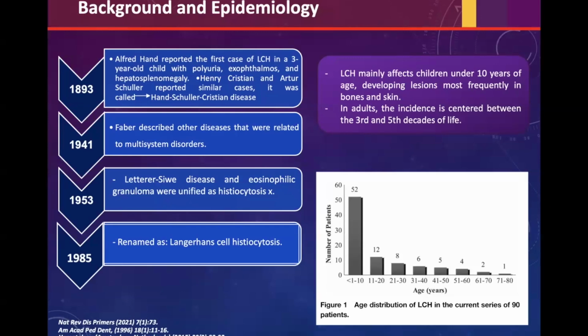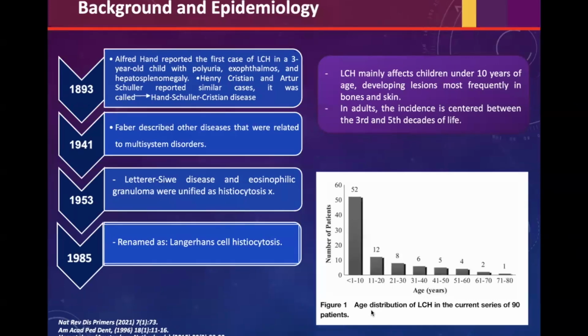In 1941, Farber described other diseases that were related to multisystemic disorders, and in 1953, Lichtenstein described the disease as eosinophilic granuloma; these were identified as histiocytosis X. And finally, in 1985, the disease was renamed Langerhans cell histiocytosis. This disease mainly affects children under 10 years old.